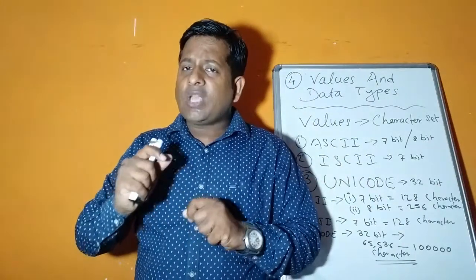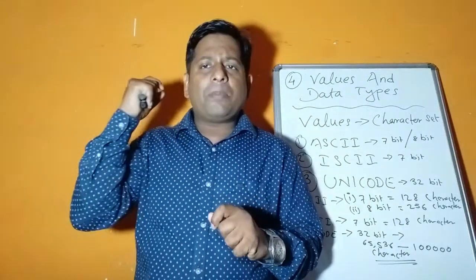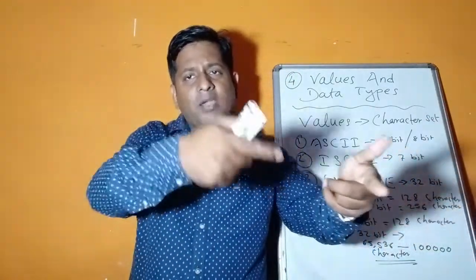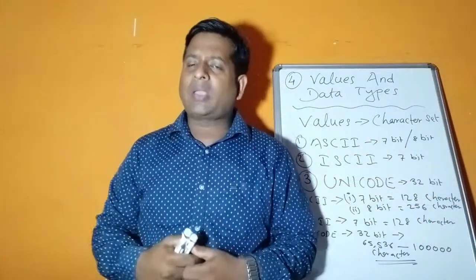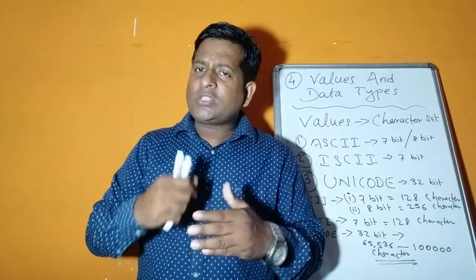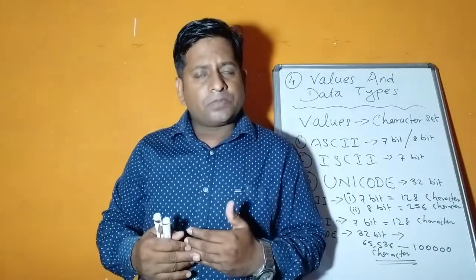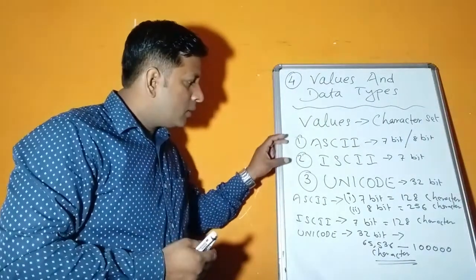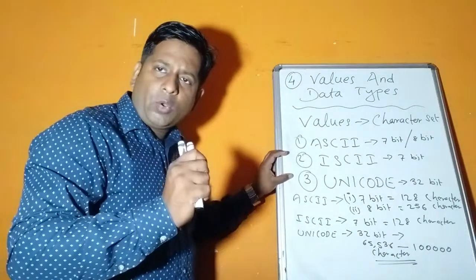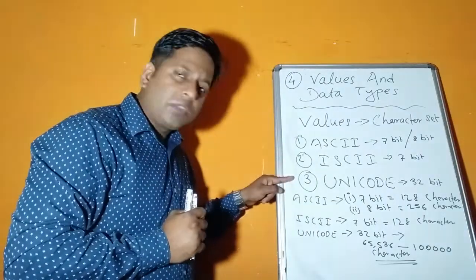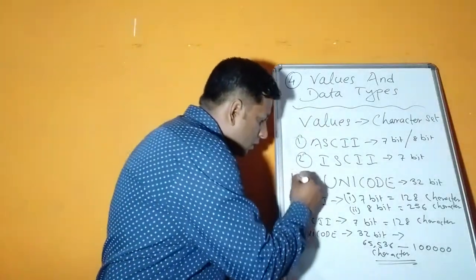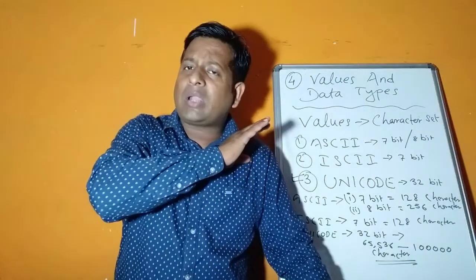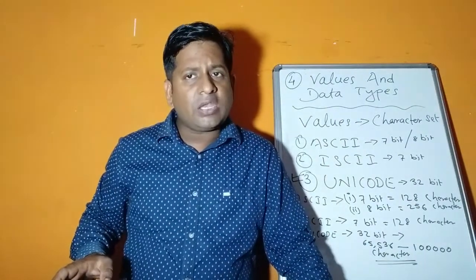So understood, children, how the values are converted to numbers, numbers to binary, binary back to numbers, and numbers back to characters or values. This is the process of how it happens. So from here, one thing is clear: the most important and very useful one is Unicode. Once you have Unicode, all other languages are supported in it.